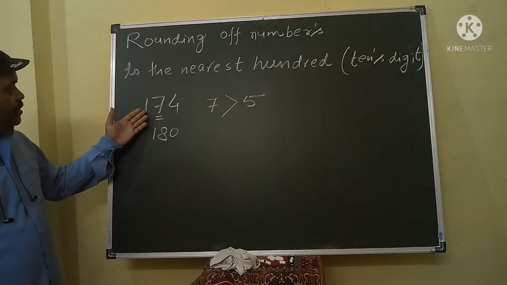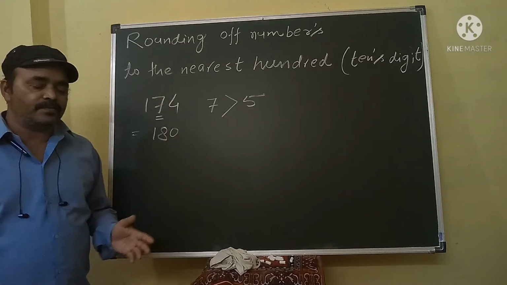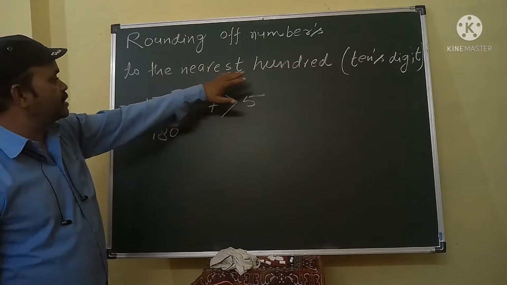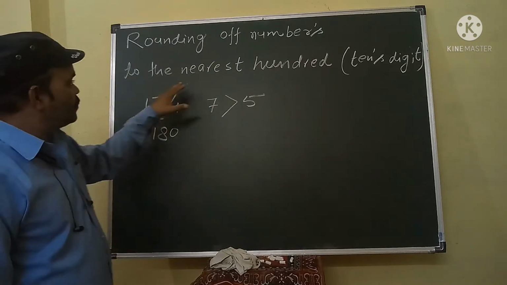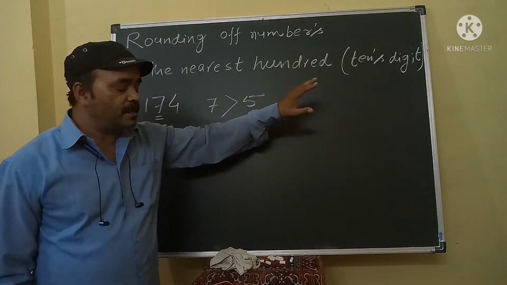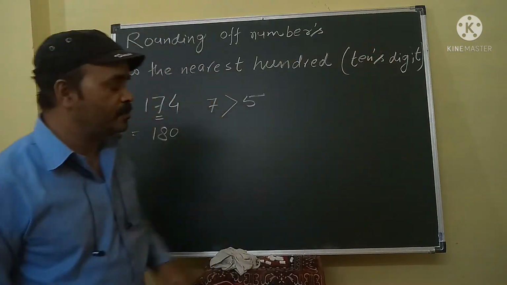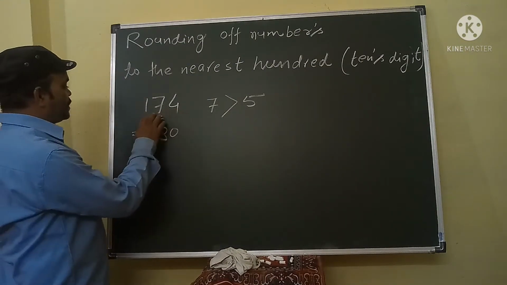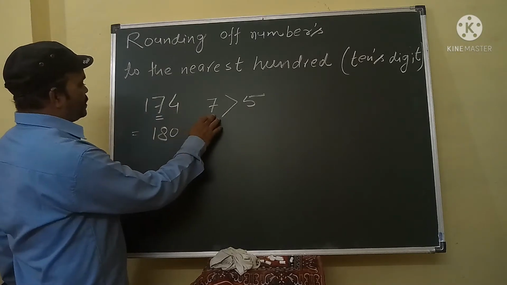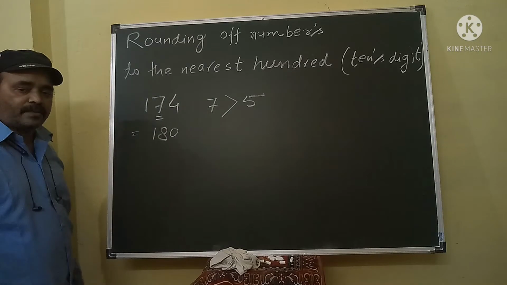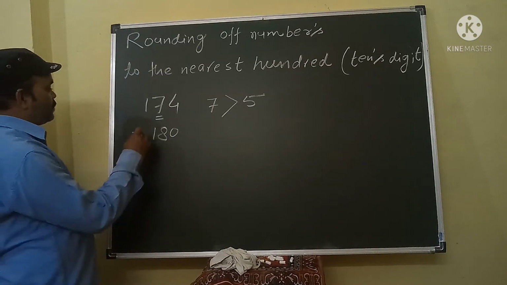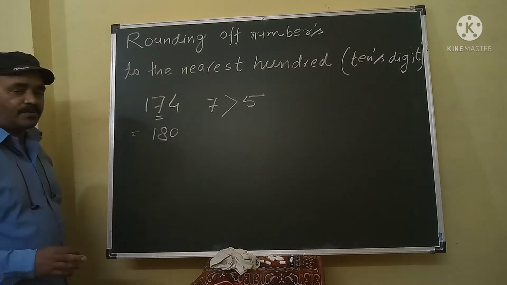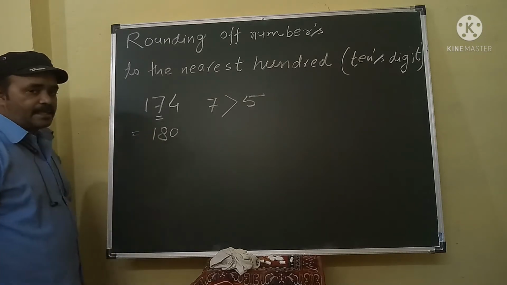Again I will explain. You have one number, 174, and you will find the rounding of the number to the nearest 100. So what will you do? For finding the nearest 100, you will find the tens digit value. In 174, the tens digit value is 7, and 7 is more than 5. Therefore, rounding of 174 will be 180.